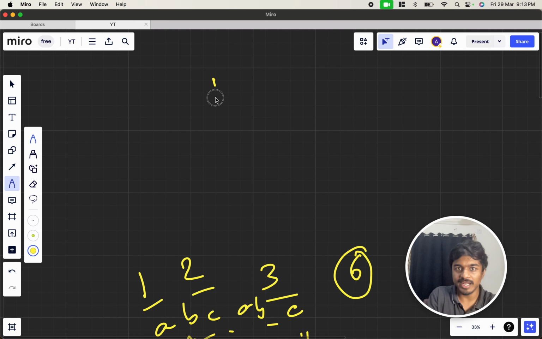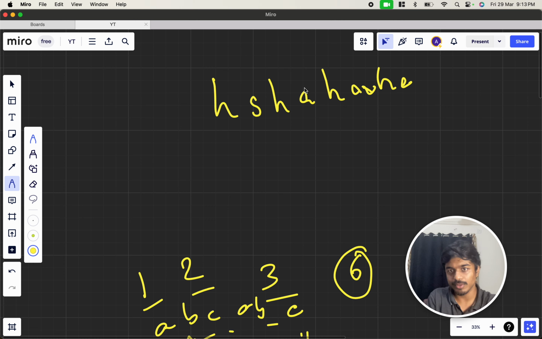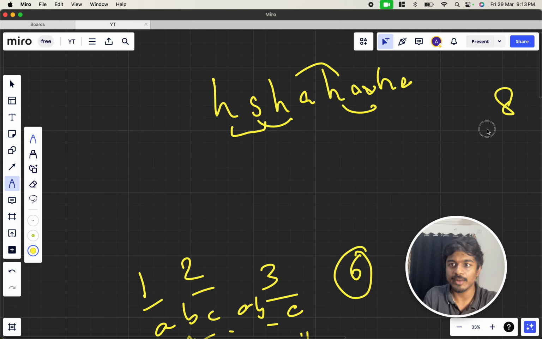So if you say that it is HS, HA, HA, HA, do I have to generate for all the different substrings? Should I generate for AH, SH, HA? Not needed, right? We just have to see only the first two characters. No, let's understand. Let's take only the first two characters. All H's can come. This is 1, 2, 3, 4, 5, 6, 7, 8. For 8, it can be 1, 2, and 4, right? Three different substring lengths are possible.